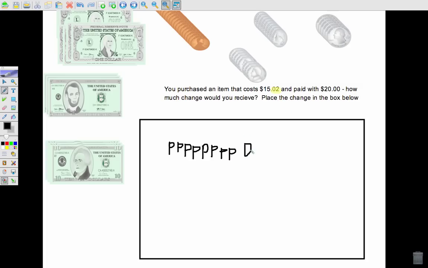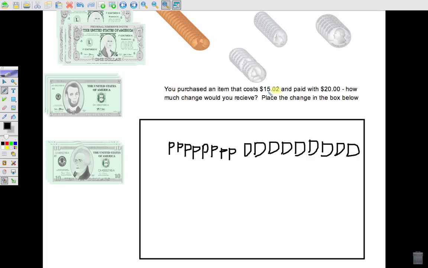So then I count by tens. I'm up to 20, 30, 40, 50, 60, 70, 80, 90, 100. 100 cents is $1.